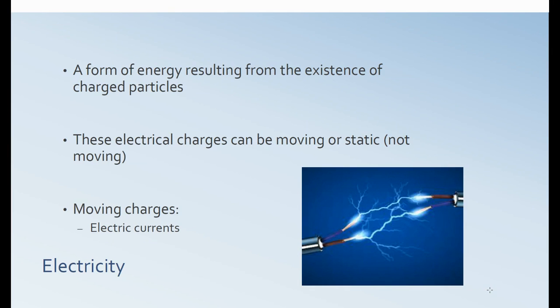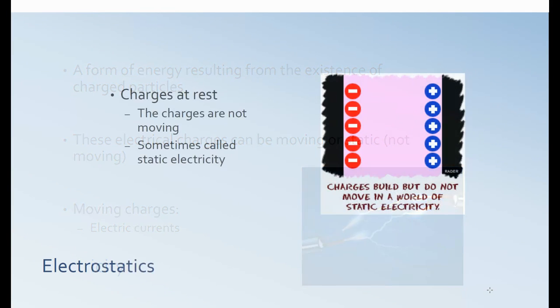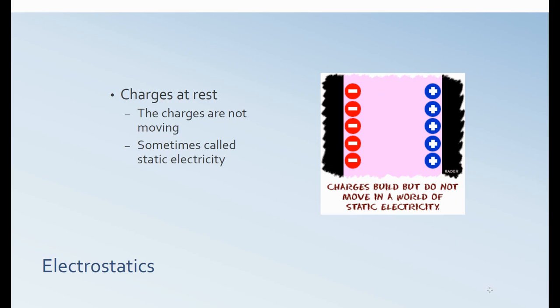So when we talk about electricity, we're talking about a form of energy that results from the existence of charged particles. And these electrical charges can be either moving or static, not moving. When the charges are moving, we call that an electric current, which we'll discuss in the next presentation. But right now we're going to talk about what happens when those charges are at rest and they don't move. Sometimes we call this static electricity. And in static electricity, the charges can get greater or smaller on an object, but they don't really move.